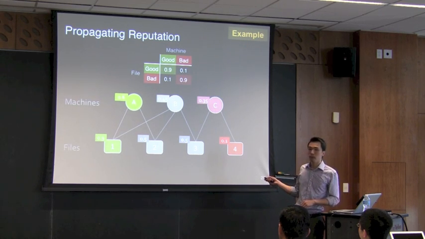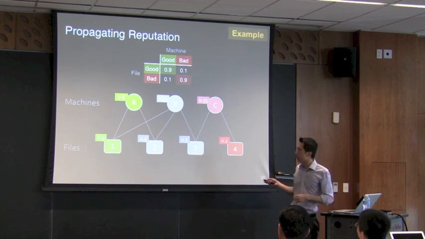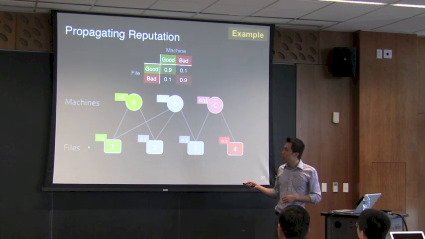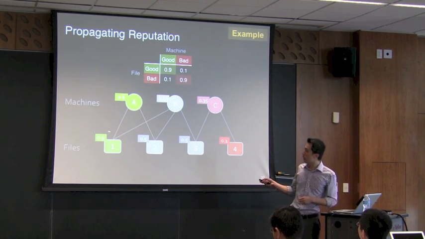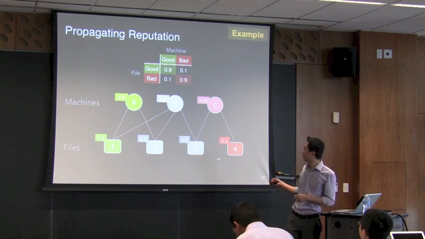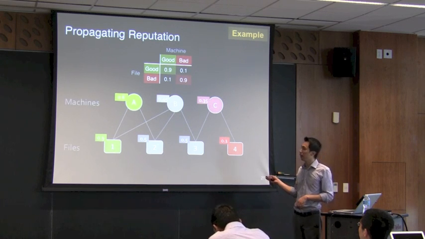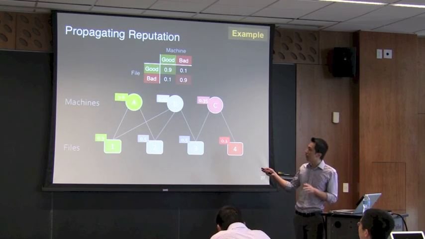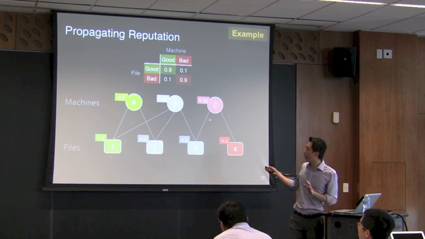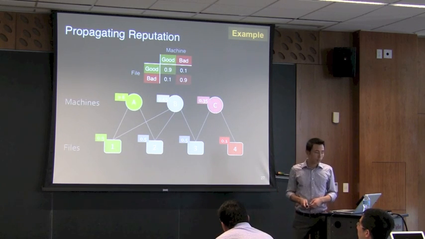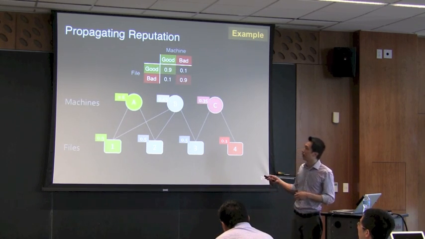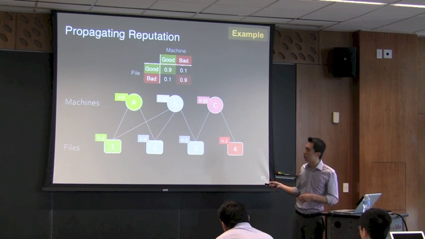Currently, their values are 0.5. So 0.5 means unbiased, not either good or bad. And I have some known information about files and machines. File 1 is probably very good. File 4 is probably very bad. Machine A is slightly good, machine B is slightly bad, and machine C is slightly bad as well. So how the algorithm works is that it tries to propagate this known information to the unknown.